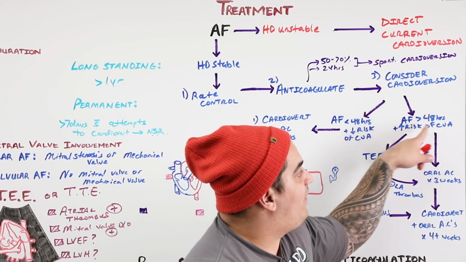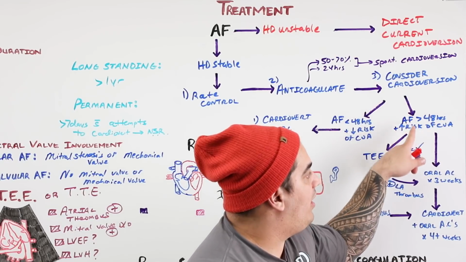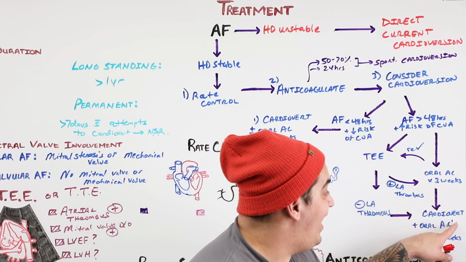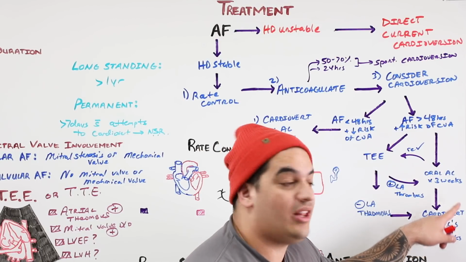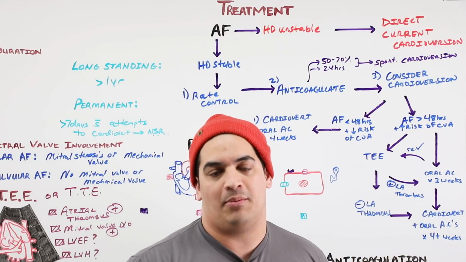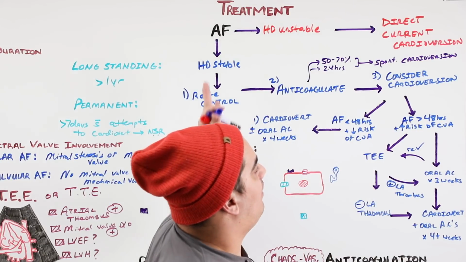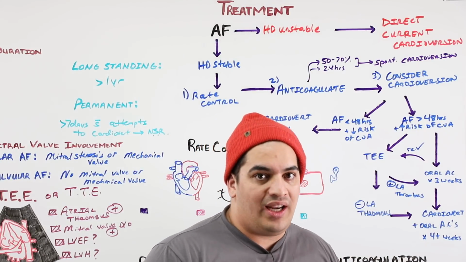Or if they have AFib for more than 48 hours or an unknown time period, high risk of CVA, you can orally anticoagulate them empirically. Then after you do that for 3 weeks, cardiovert them and then anticoagulate them for 4 weeks or more. That is how we go about the algorithmic approach of treating atrial fibrillation.